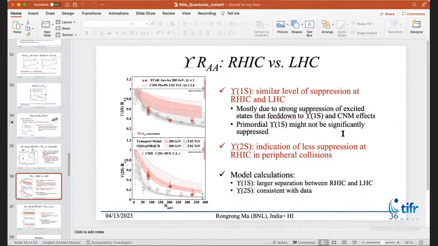We released results in the isobar ruthenium and zirconium, but their error bar is big. So I think we will have more and even better measurements in 23 and 24 or 25 from both STAR and sPHENIX.